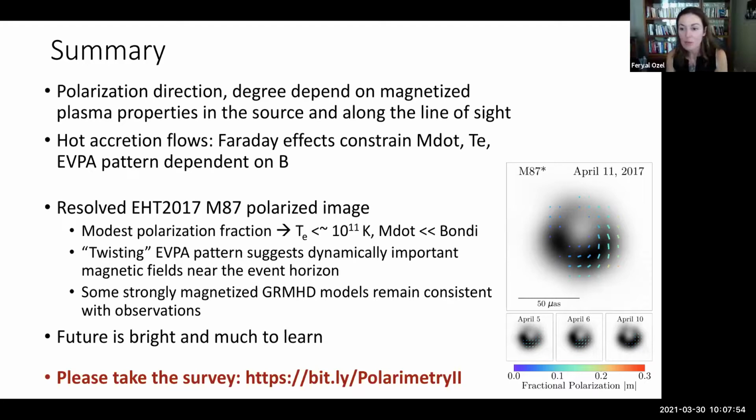Let's take just a couple more questions. This one is, does the relativistic aberration and corresponding EVPA rotation vary strongly across the HD polarization image based on the modeling work? Yeah, so those effects are included in calculations. So I understand your question.